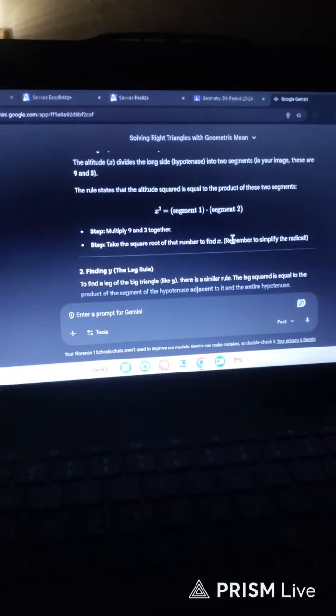Remember to simplify the radical. How do I simplify the radical?